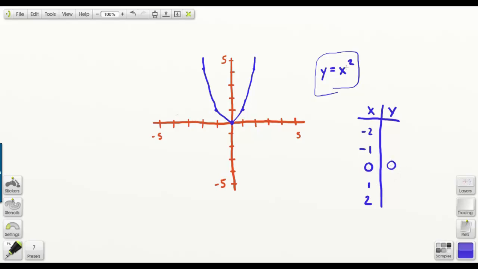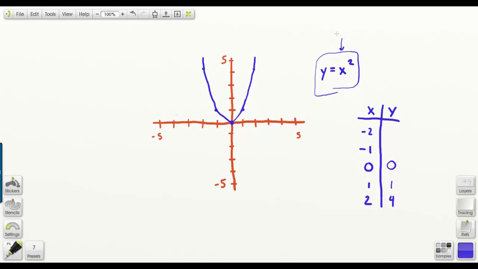If we plug in 1, 1 squared, 1 times 1 is 1. So y is 1 when x is 1. If I plug in 2, I have 2 squared, that's 4. So when x is 2, y is 4. And then we looked at the negatives. So those are 0, 1, and 2 for x. Now let's look at -1 and -2.